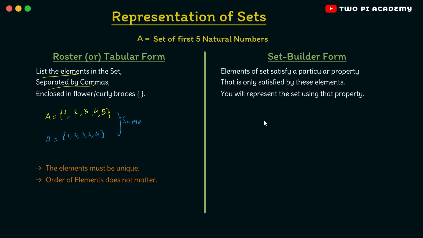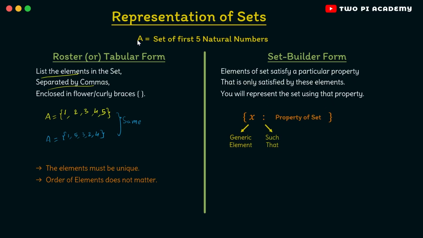The notation for this is first you will use curly braces to denote that it is a set, and then you will name a generic element in the set X. Generic element means that X will represent any random element in the set. And then you will use a colon which is read as such that, followed by the property of the set that we have specified here.